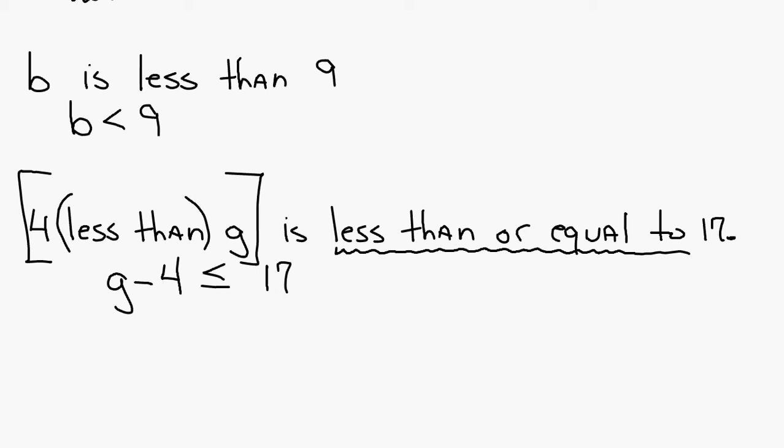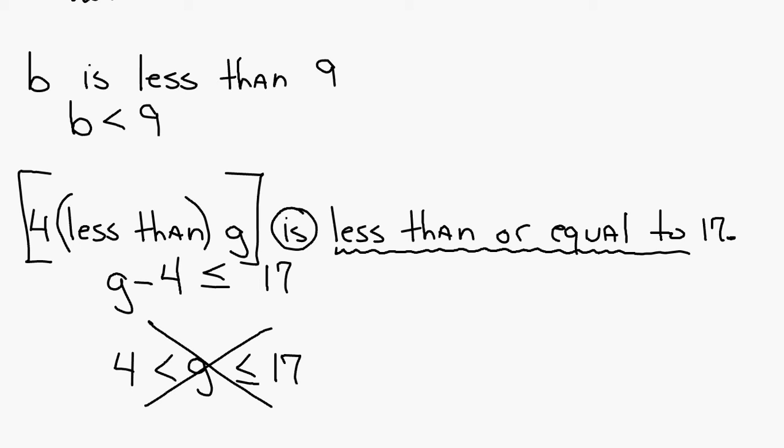Okay? So in this case, or in all of these cases, the word is kind of separates the inequality from left side to right side. All right, those can be a little bit confusing, but you can't write this. You would not write this as 4 is less than g, which is less than or equal to 17. That's not going to happen. All right, we're not writing compound inequalities right now, so this would not be correct. The top one would be correct.